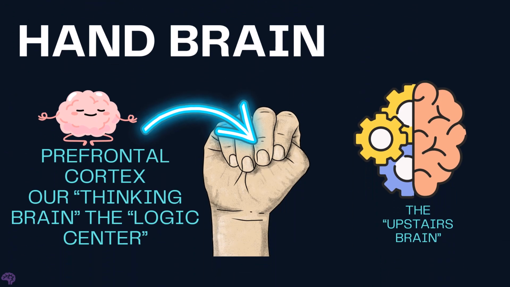All right, and then on the front of our hand, where the tips of our fingers and from the knuckle to the fingers are, that's like the front of our brain. And that's the prefrontal cortex. This is our thinking brain. This is the logic center. Some people call this the upstairs brain. And this is what's responsible for really good problem solving and really good logic and decision making and all the things that help make us rational, logical human beings.